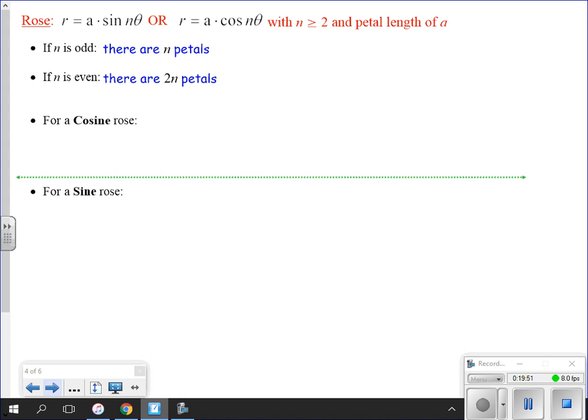Now, for a cosine rose, the first petal is split by the positive x-axis.